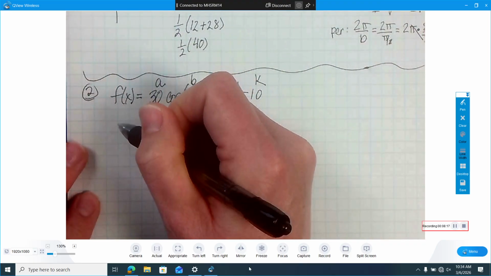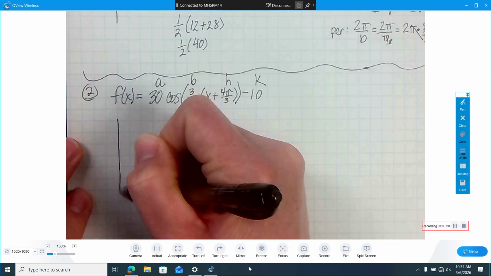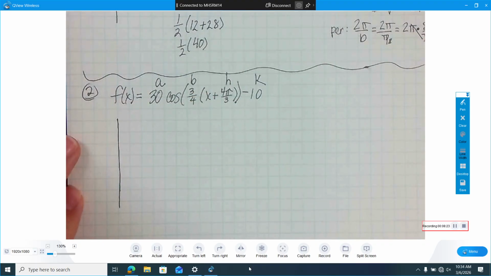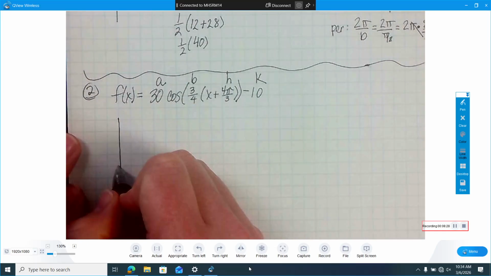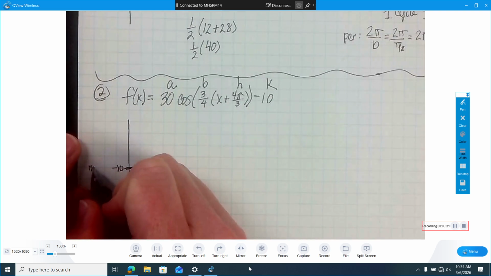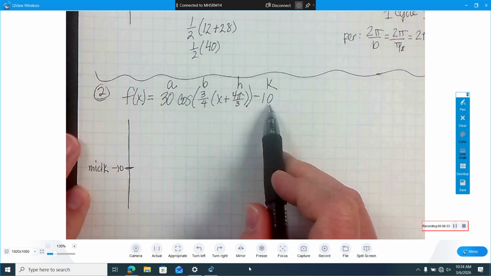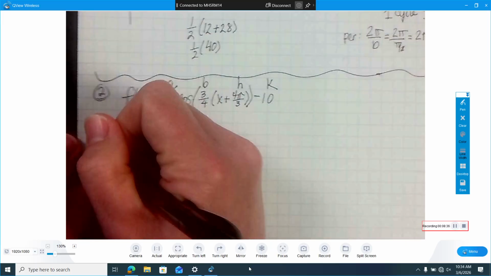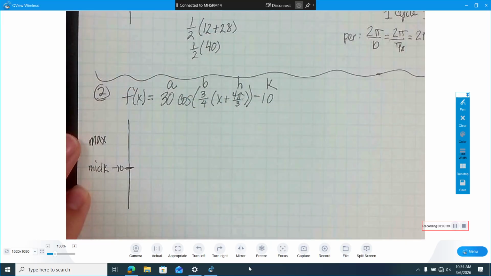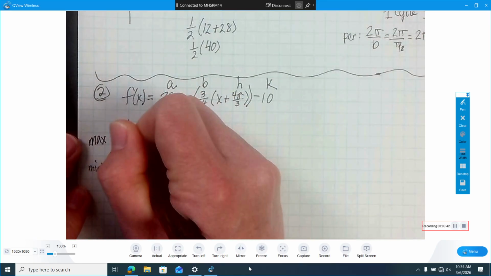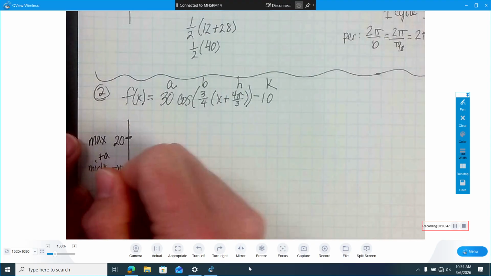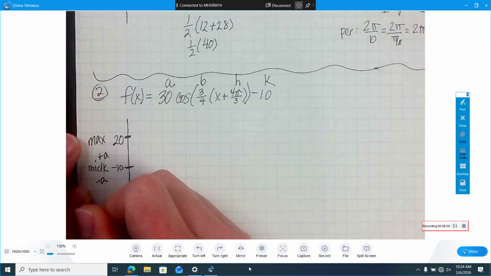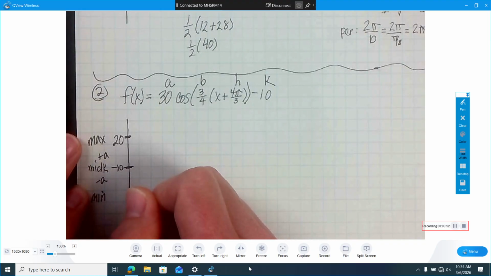And I'm going to start by getting my vertical axis. What's my midline going to be? -10. So right here is -10. That is the midline. That is the K value. Always, always. And then what's our maximum going to be? Good. The maximum is going to be up to 20 because we just have to add the A value, so adding 30 to that, or subtracting the A value. What's our low or minimum going to be? -40. There we go. Okay.